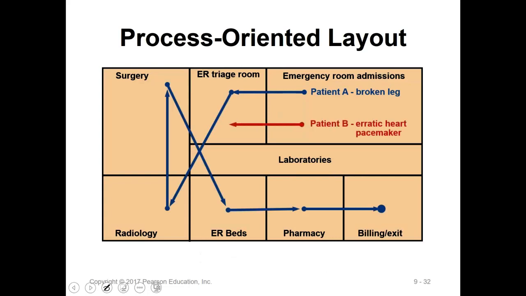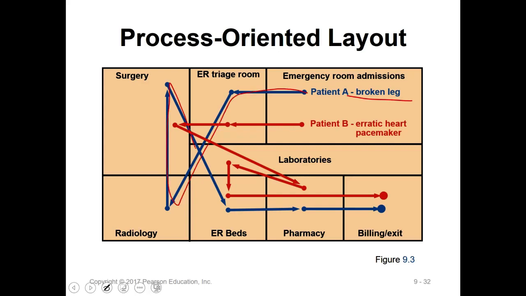So this is the process-oriented layout showing two different patients. They need to go through different processes. It's similar to the machining process. All the hospitals are designed for general, for everyone. So for specific people, patient A with a broken leg, they go to the blue lines. For patient B, it is a heart disease, so they need to go to the red layout.